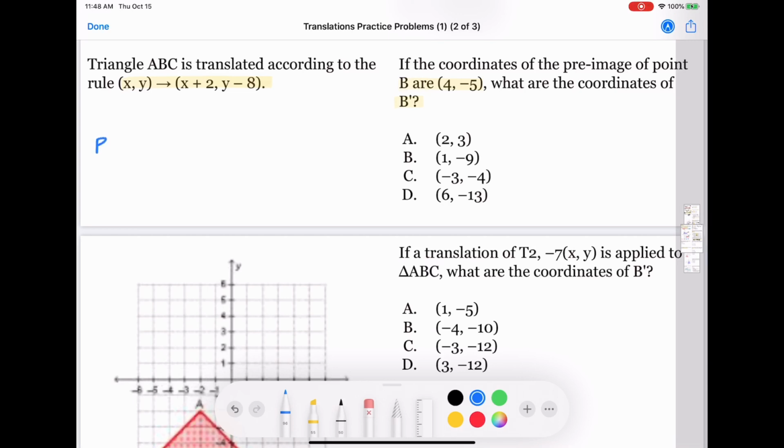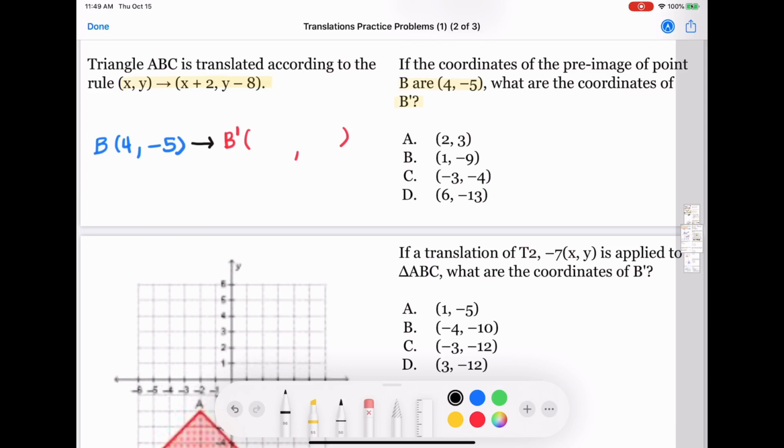Well, we've been told a lot of information here, but let's first start by writing down our vertex locations. We know that our pre-image vertex of B is located at (4, -5), and we are going to use our mapping rule to identify the coordinates of our vertex B prime after we complete that translation. We've also been given information about what our translation looks like. We have to add 2 to x, and we have to subtract 8 from y.